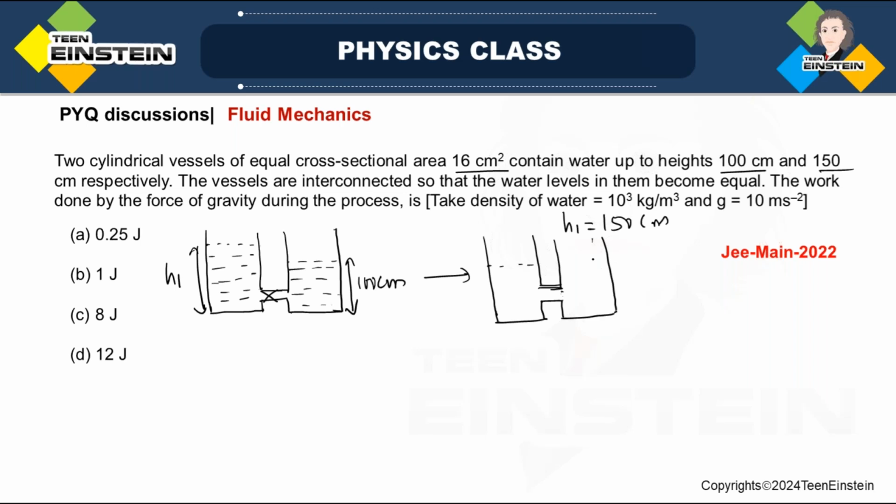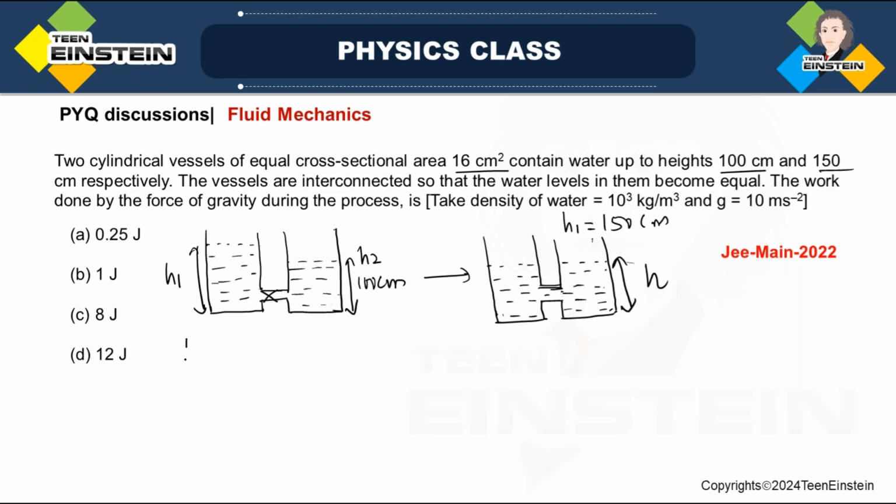They will get the same height of the liquid. This is from the very property of liquid. Let this height be some h. So what will be the height actually? Say this is h1 and this is h2, for the time being.